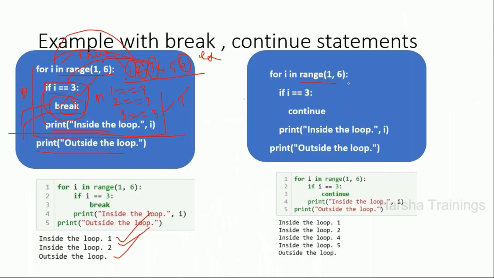Now, range(1, 6). Here I have numbers 1, 2, 3, 4, 5. Initially, 1 will be copied to i. 1 == 3 is false, so continue will not execute. Now it is going to print inside the loop of 1. This statement executes. Then 2 will be copied to i. 2 == 3 is false. Once again, it is going to print inside the loop of 2. Then 3 will be copied to i. Yes, 3 == 3. The condition is satisfied here, so it is going to execute this continue statement.